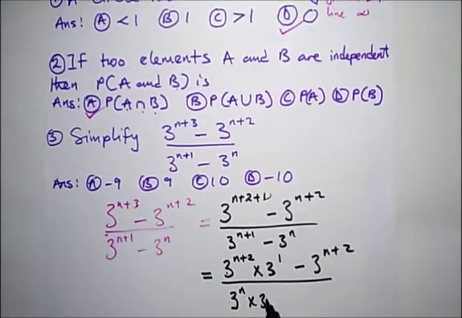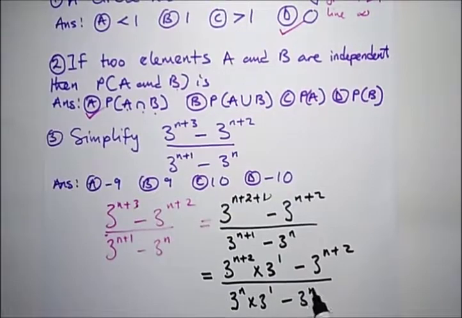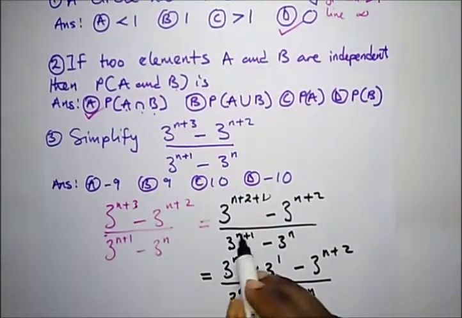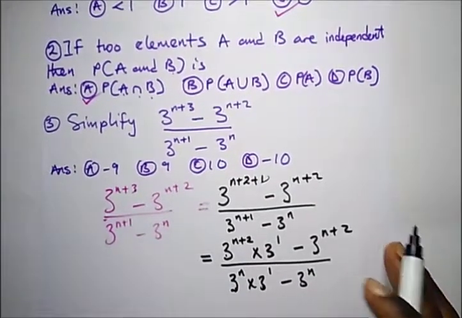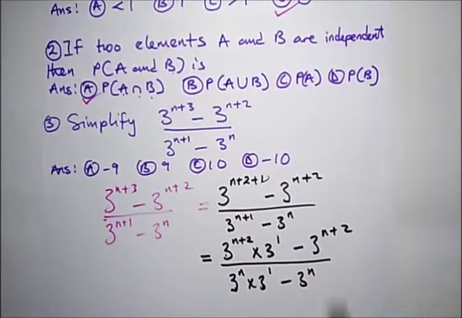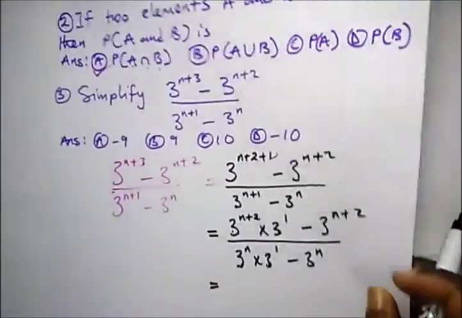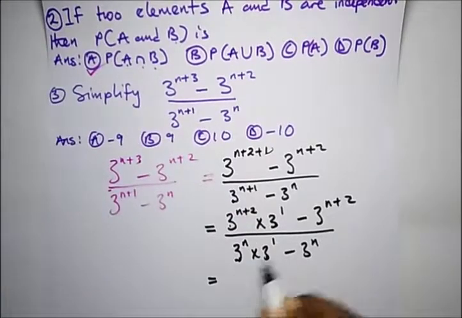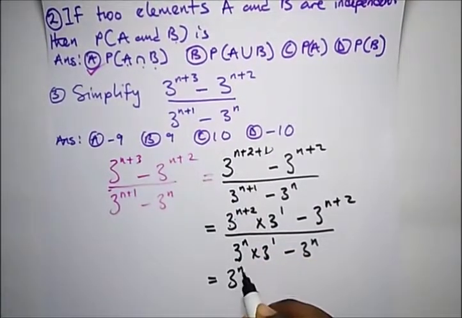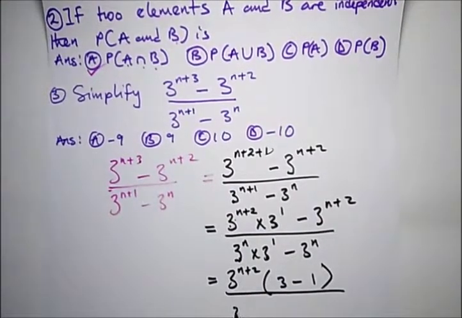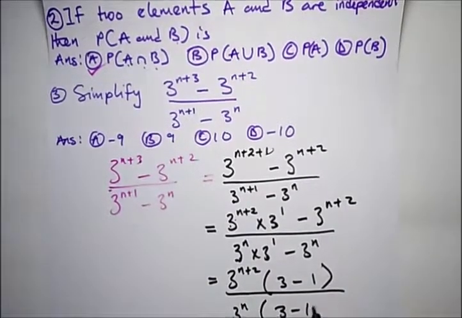3^n times 3 raised to the power what? 1 minus 3^n, where this is the same base, and it's the same thing as saying 3 raised to the power n plus 1. So here, what do we have? We have, bringing this out, 3 raised to power n plus 2 bracket 3 minus 1 over, bringing 3^n out, 3^n bracket, what, still 3 minus 1.